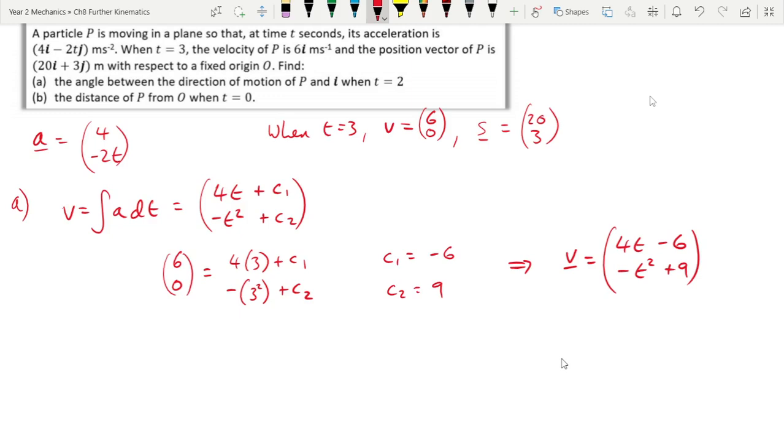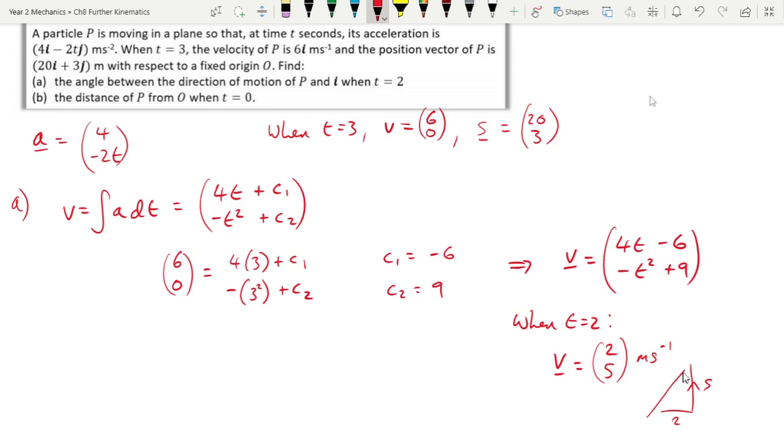Now we've got to find the angle of the direction of motion of P when t is 2. So let's sub in t equals 2. I get 4 times 2 minus 6, so that gives me 2. And then negative 2 squared, so that's minus 4 plus 9, that is 5. So that's the velocity at that point in time. Now I want the angle that it makes with i. So this means 2 across and 5 up, like that.